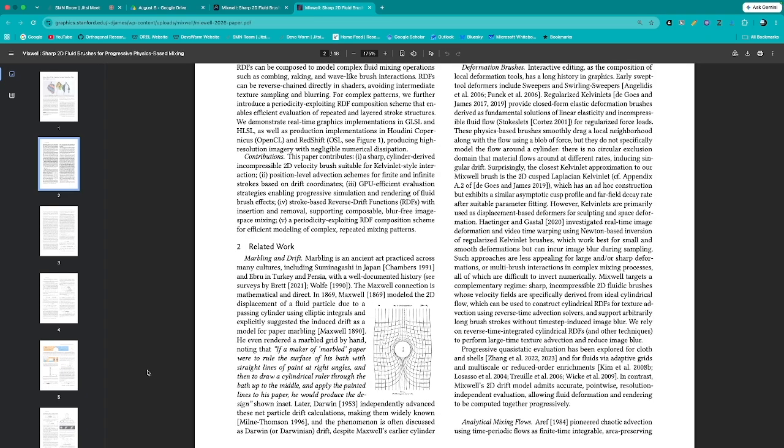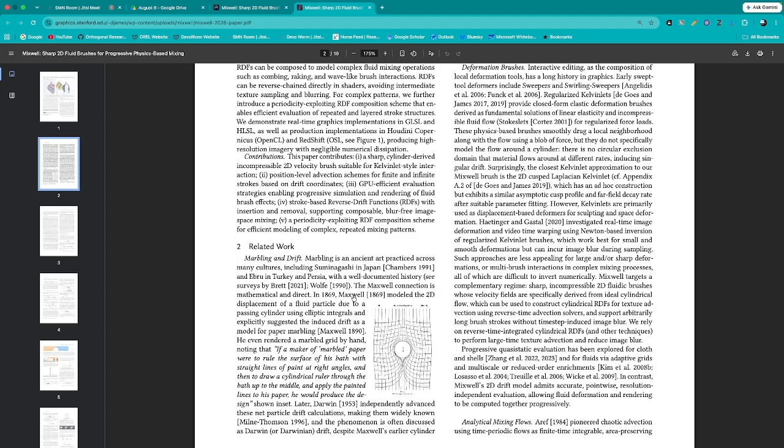So there's a bunch of related work. The first is marbling and drift. So of course, when you're dealing with computer graphics, you're dealing with sometimes ancient artistic techniques and trying to replicate those on a computer. So the first thing they mention in their related work section is marbling and drift. So marbling is an ancient art practiced across many cultures with a well-documented history. The Maxwell connection is mathematical and direct.